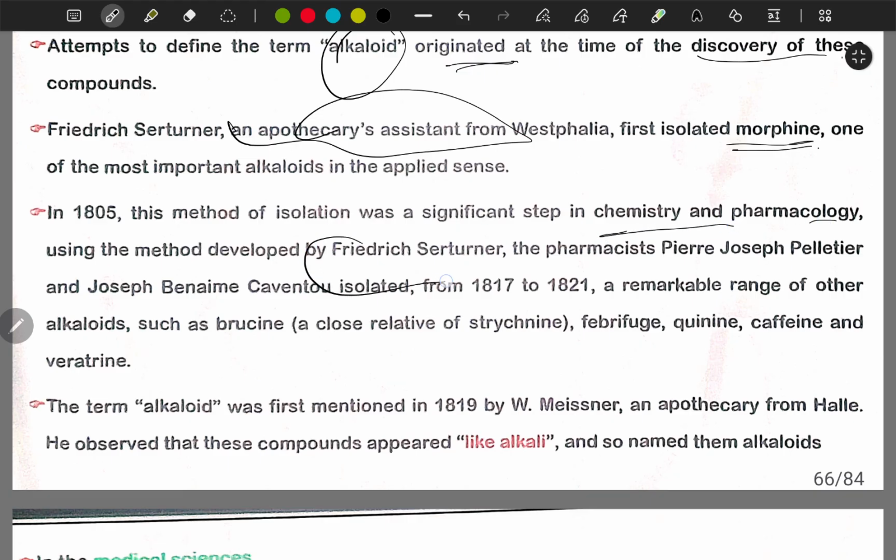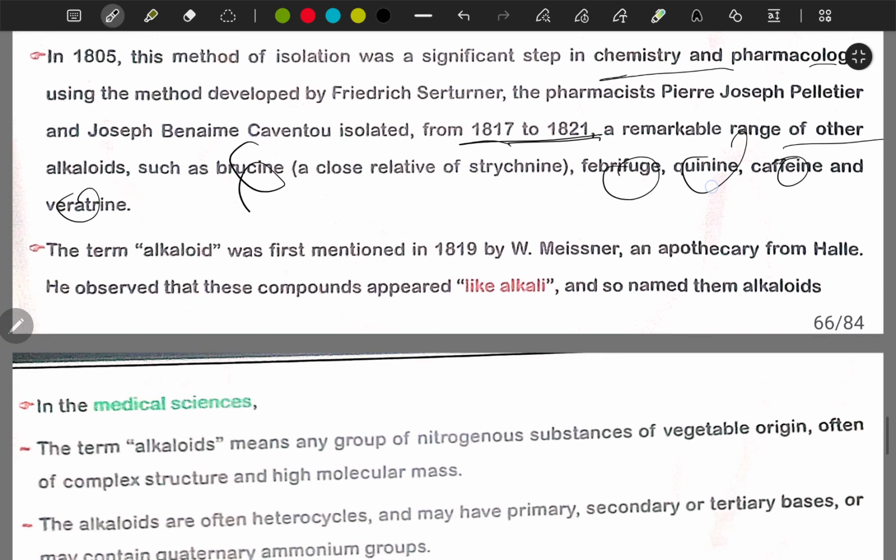Using the method, a range of alkaloids such as strychnine, quinine, caffeine were isolated. The term alkaloid was first mentioned in 1819 by an apothecary from Halle. He observed that the chemicals are like alkali and so named it.